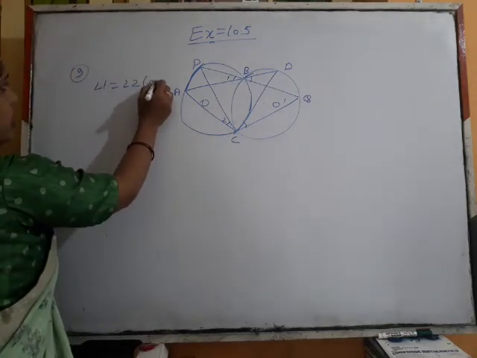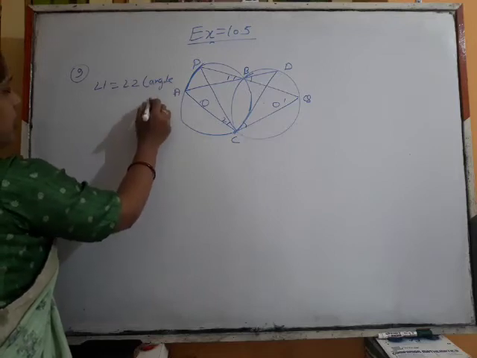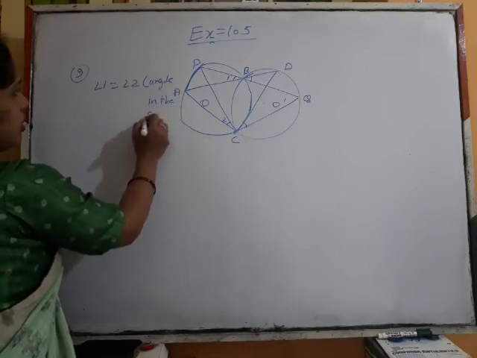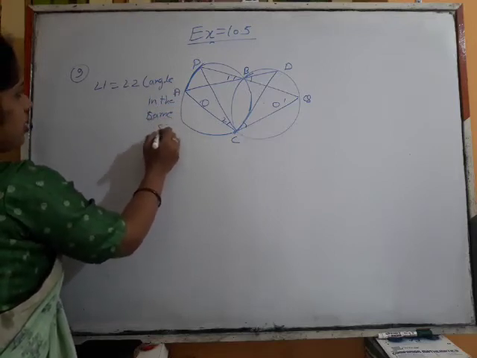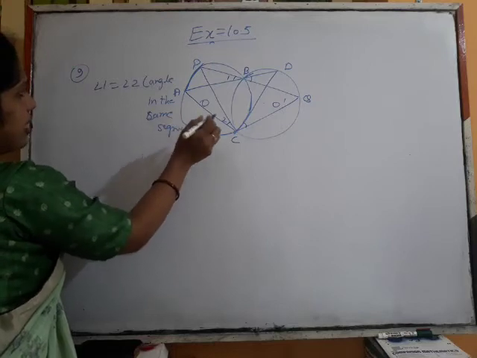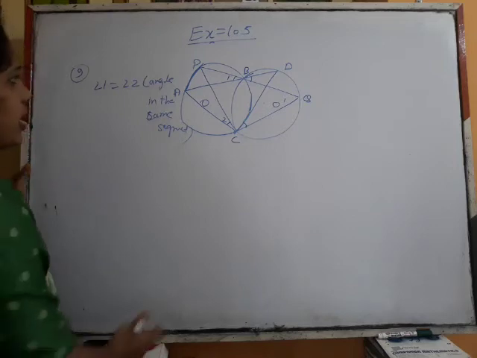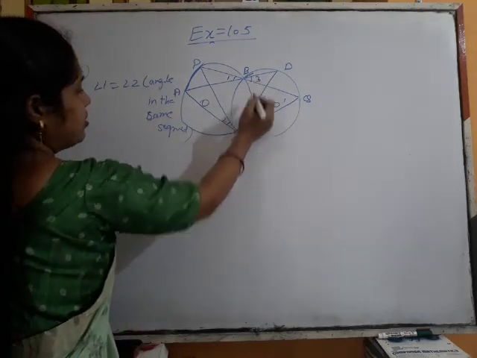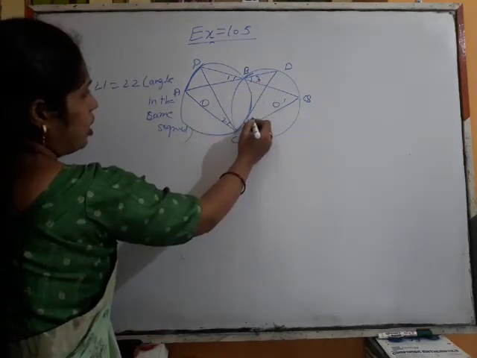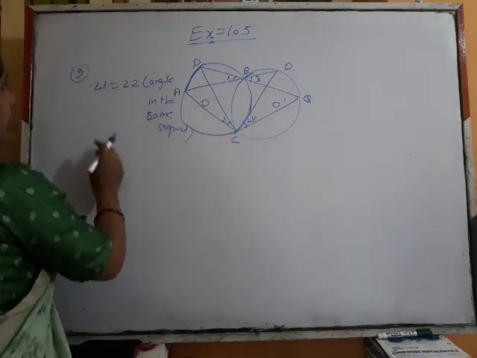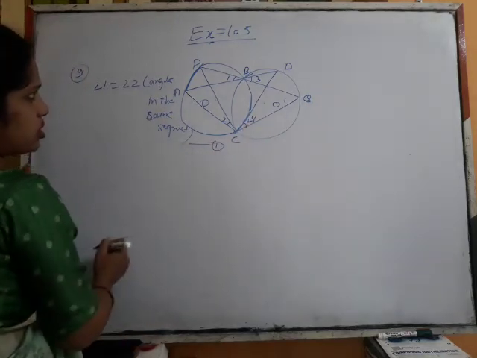Here we'll write the reason: angle in the same segment. Not proper space, that's why I have written here. You try to understand. Okay. So similarly, this is angle 3 and angle 4. So this is equation number 1, suppose.